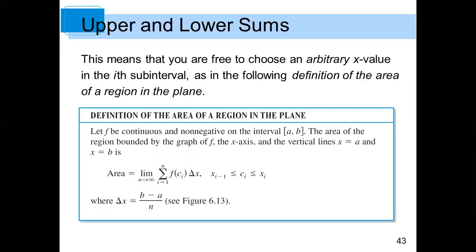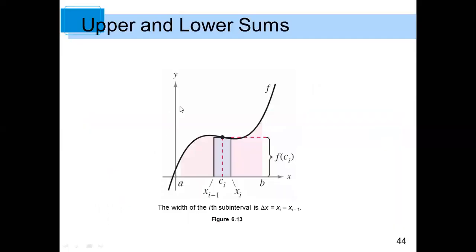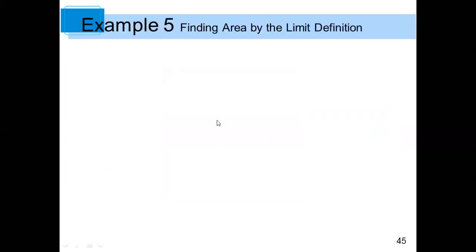Let f be continuous and non-negative on the closed interval a to b. The area of the region bounded by the graph of f, the x-axis and the vertical lines x equals a and x equals b, is equal to the limit as n approaches infinity of the sum from i equals 1 to n of f of c_i delta x, where c_i is somewhere in between x sub i minus 1 and x sub i, and delta x is (b minus a) over n. So somewhere in that interval. It could be the left endpoint, the right endpoint, the midpoint, or somewhere else.